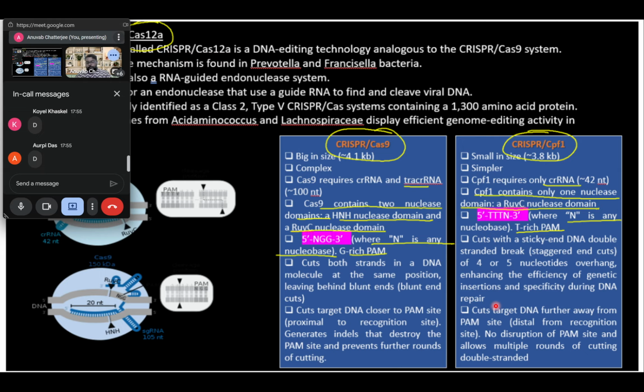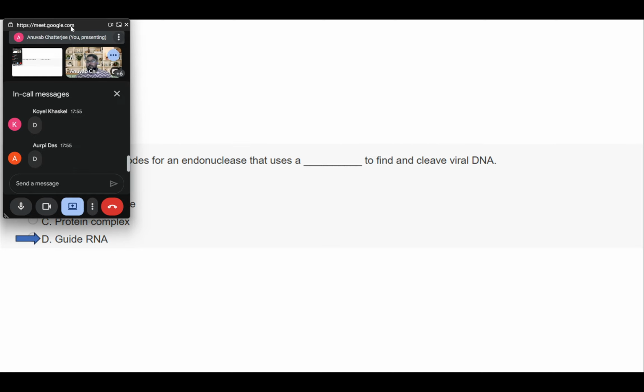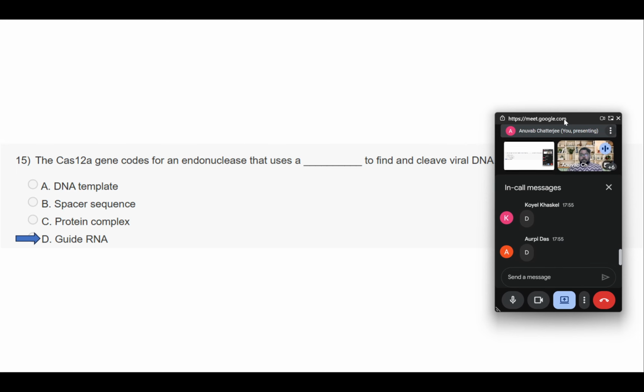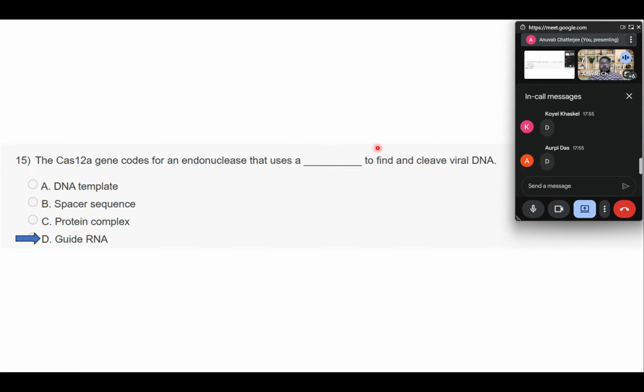And finally, Cas9 cuts DNA closer to the PAM site, and this can generate indels and destroy the PAM site and prevent further rounds of cutting, whereas Cas12a cuts DNA further away from the PAM site, and thus there is no disruption of the PAM site, and the PAM site can be used to cut the DNA again and again. So Cas12a encodes an endonuclease that uses a guide RNA to find and cleave the viral DNA.